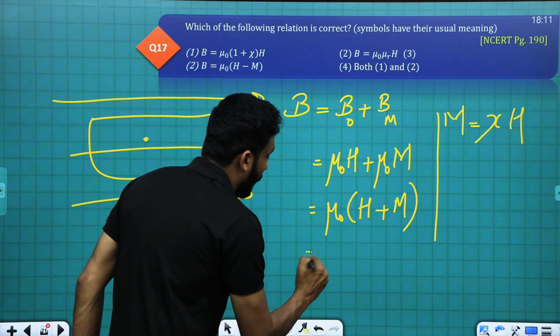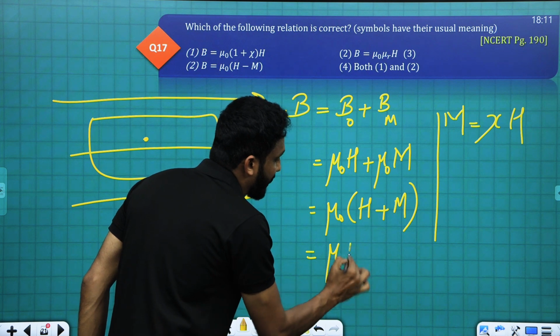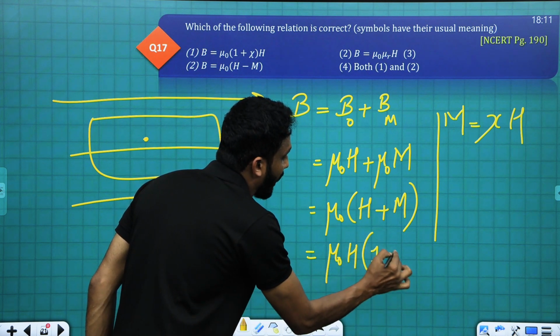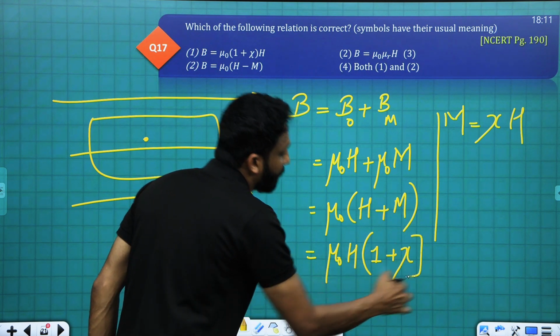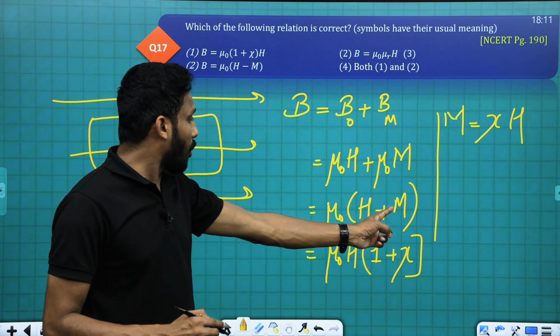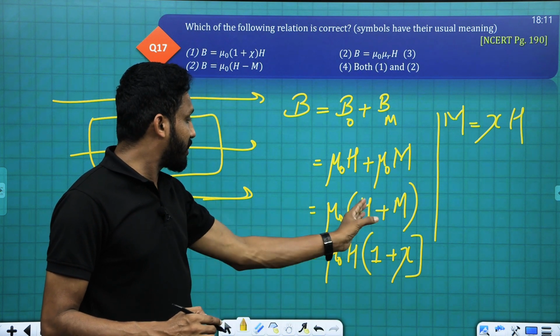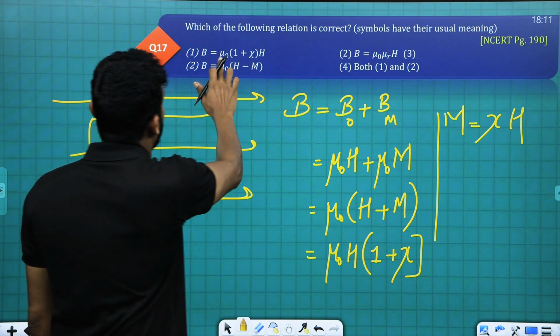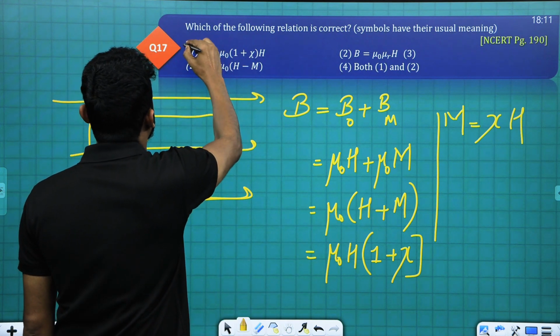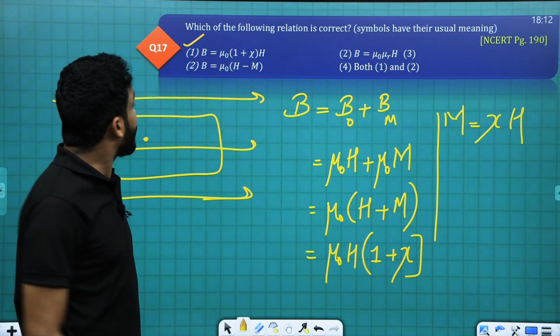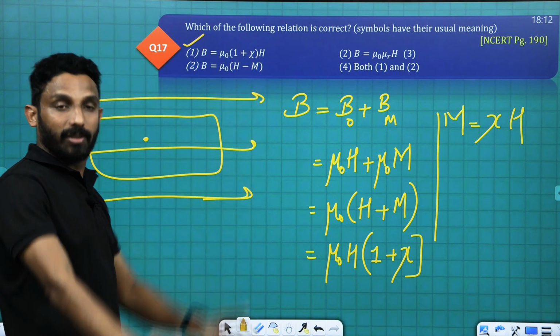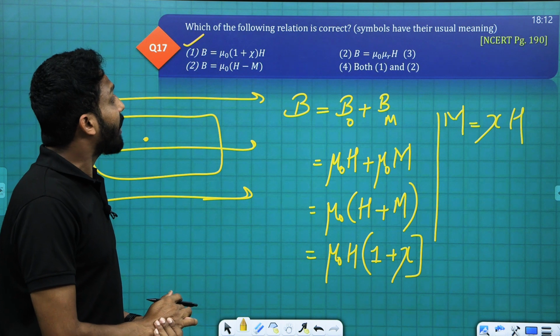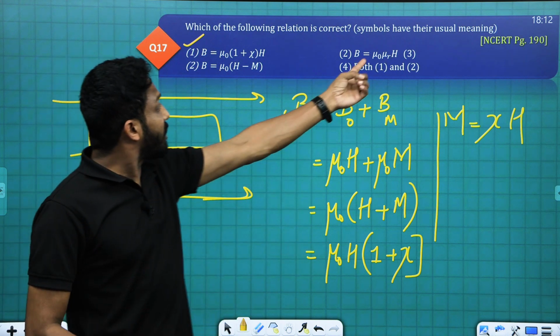Chi H. Then mu 0 is taken out, then H is taken out. Here it comes 1 and here it is coming chi. Okay, M is equal to chi H. H is common. Then 1 plus chi. Then mu 0 into (1 plus chi) into H. This formula is true. B is equal to mu 0 into (1 plus chi) into H. That is true.